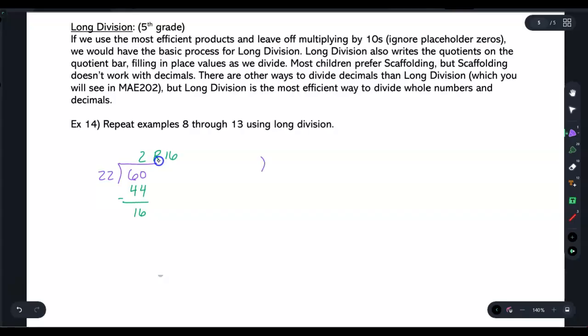So then let's do the next one. The next one was 85 divided by 14.